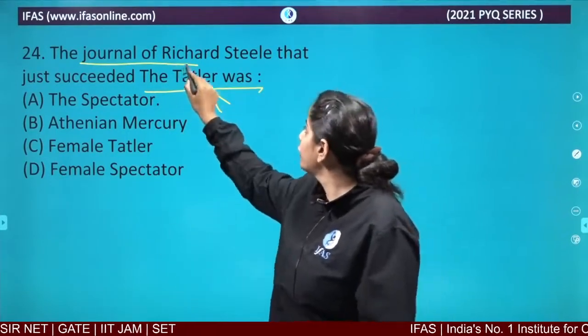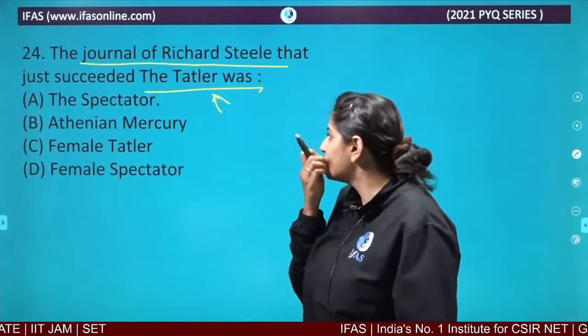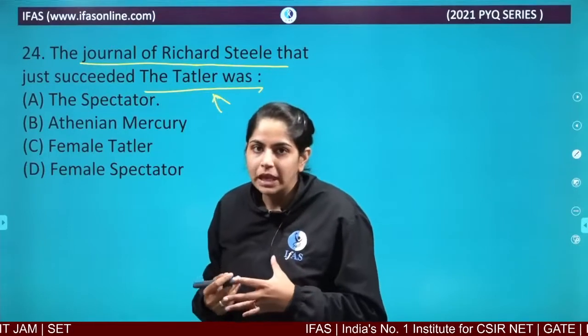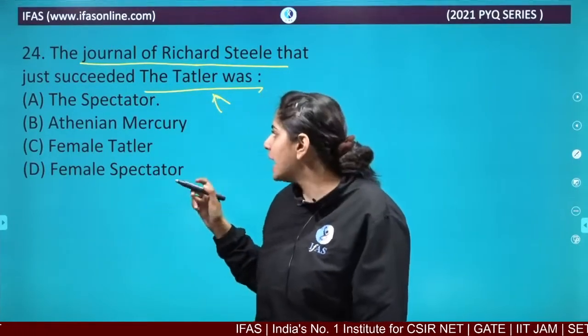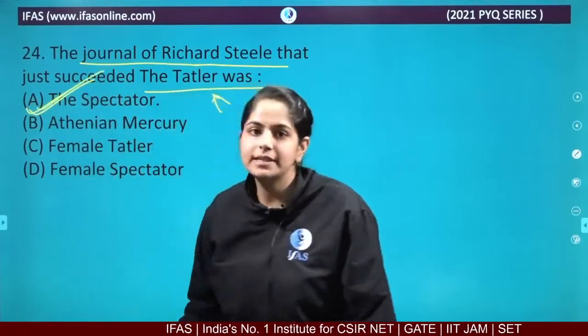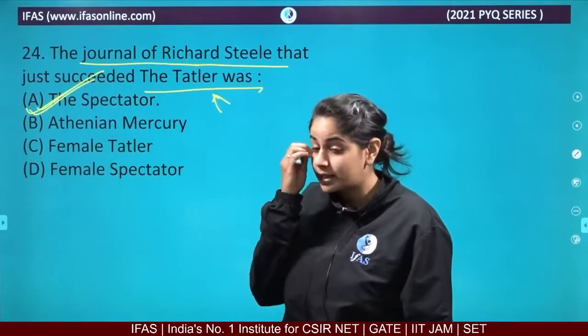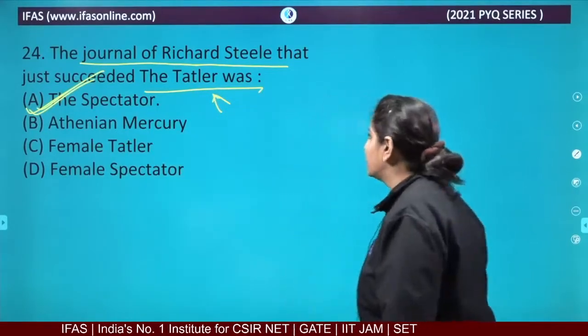So the journal of Richard Steele that succeeded the Tatler was a gossip journal. Which one was that? The Spectator. The name of the journal is the Spectator. Okay, what the gossips are in the journal, you have to find out on your own.